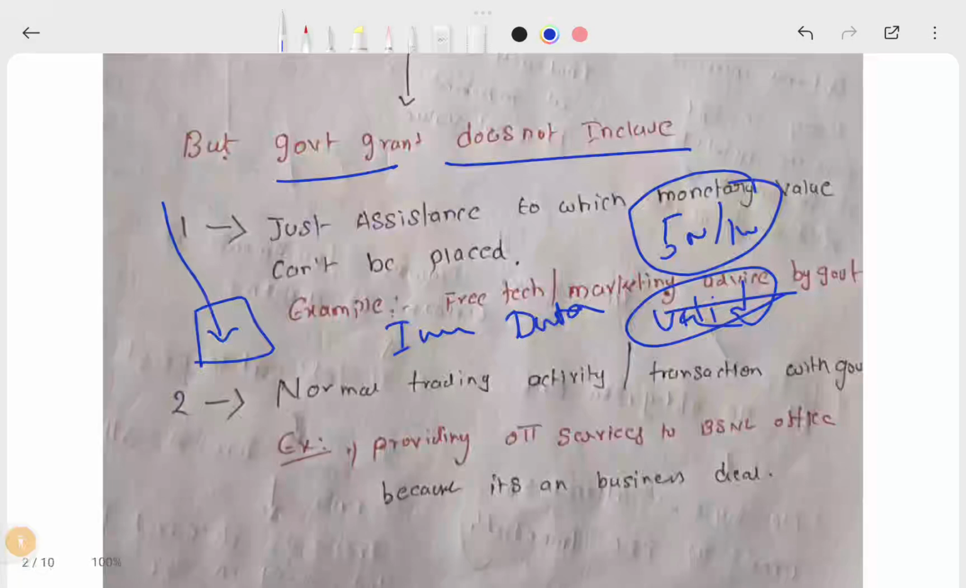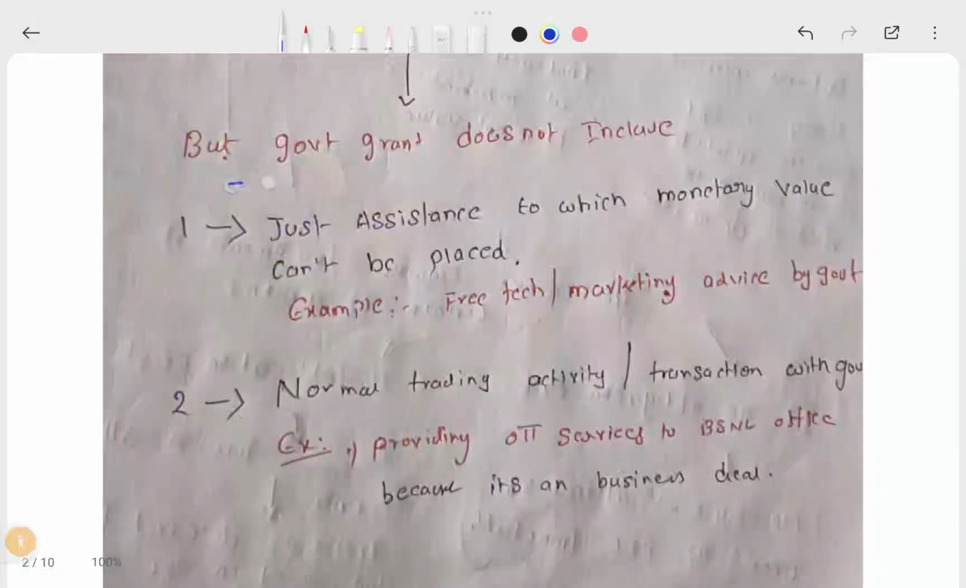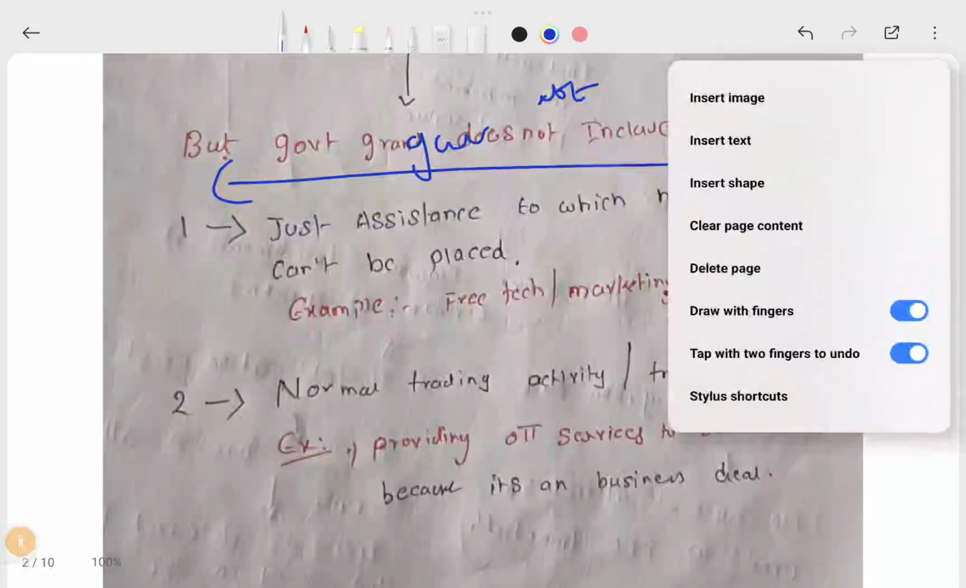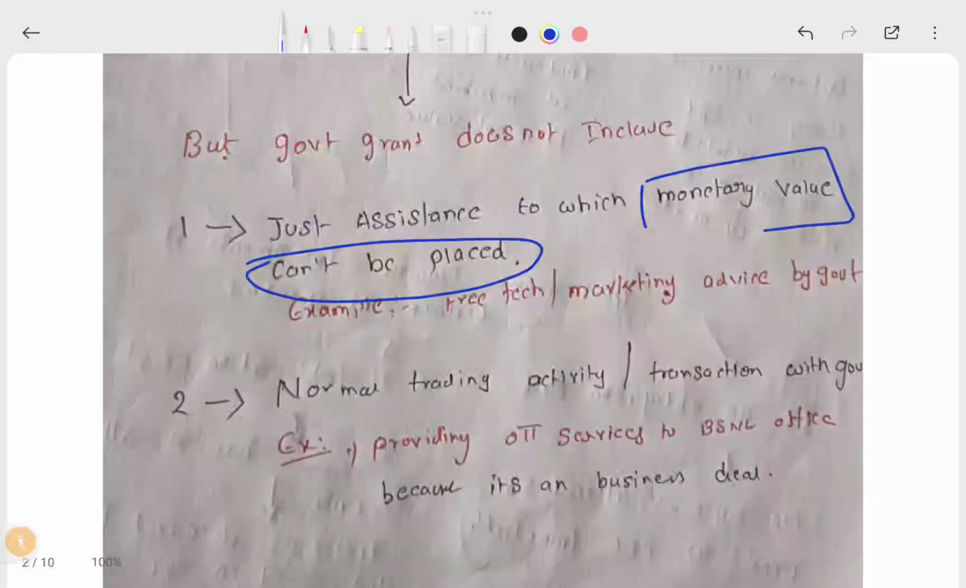In that case, it is just assistance. There is no mandatory value involved in this assistance, like the government providing data to you that isn't generally available to the public at large, if you went through a valid route. I hope you understand this. So if any assistance has no mandatory value involved, in that case this is not a government grant.